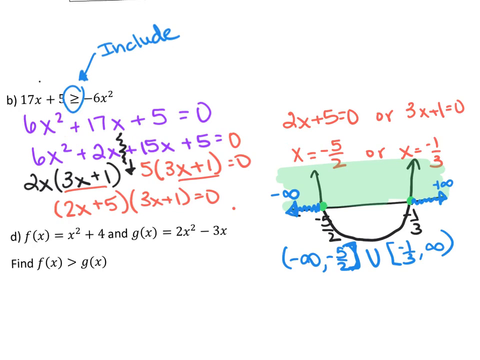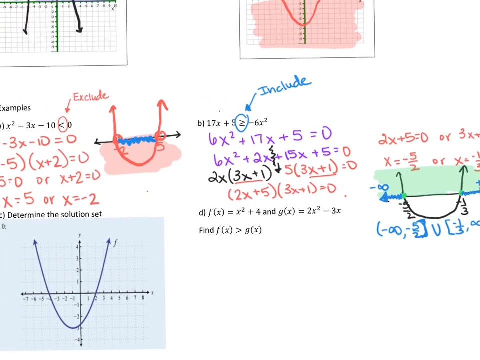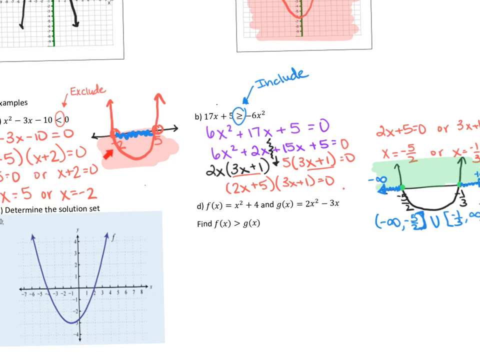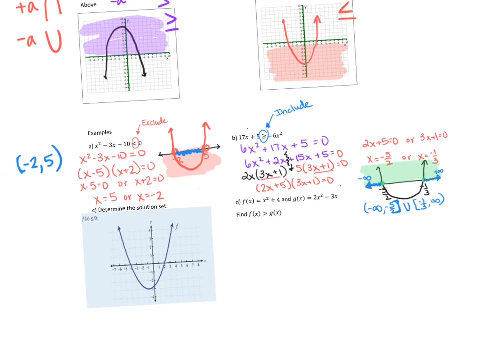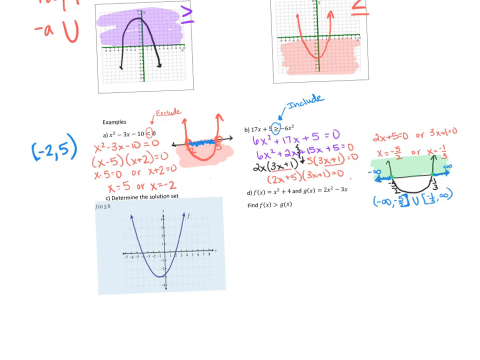Do you shade above or below? If we're above, we're going to look for where the graph is above the line at. If we are below, we're going to look for where the graph is below the line at. Our final step is to write the answer using our interval notation.